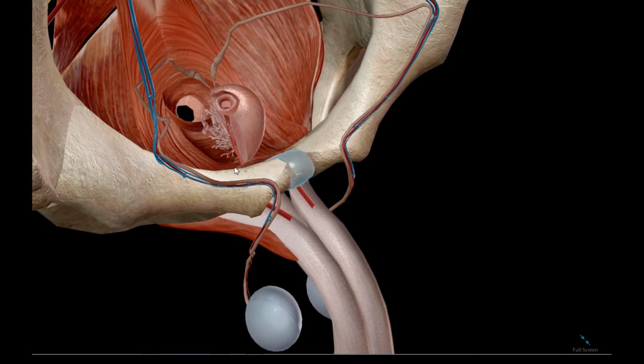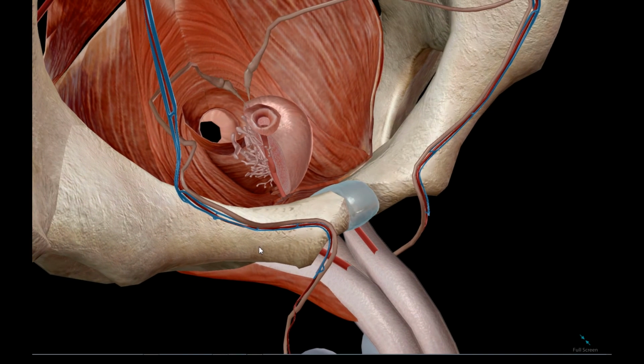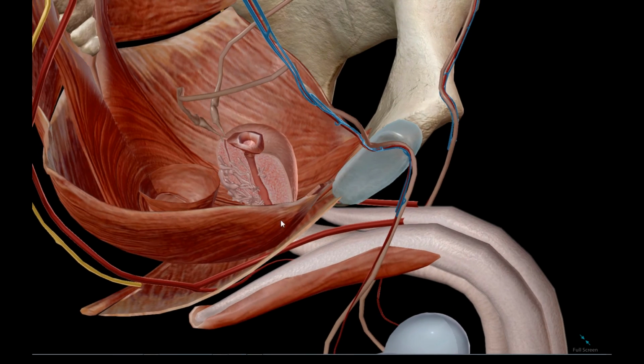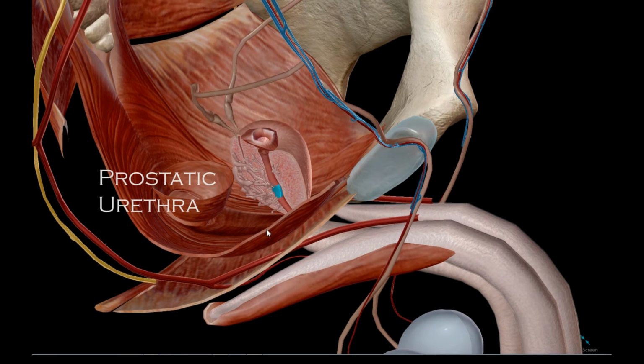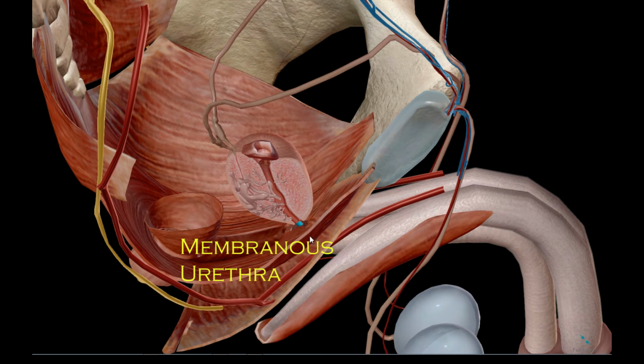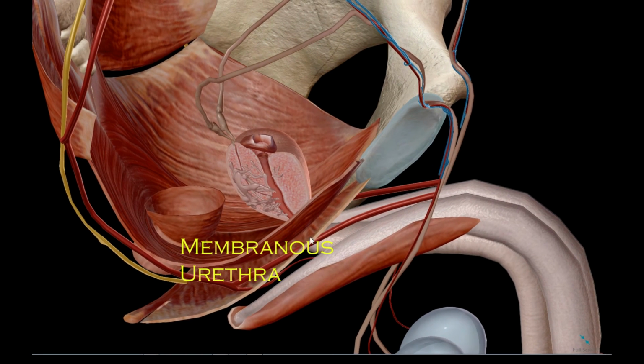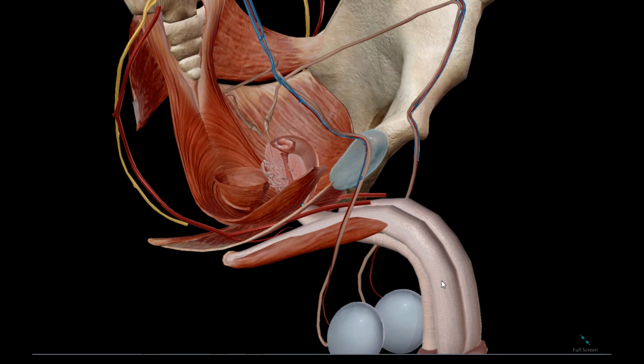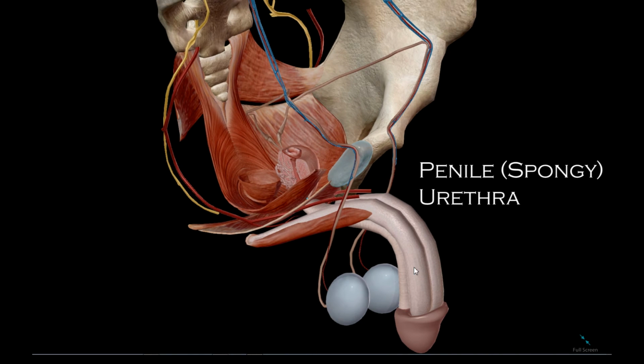Urethra within the prostate is called the prostatic urethra. This very short section of urethra between the prostate and the penis is called the membranous urethra. And then the urethra within the penis is called the penile urethra or spongy urethra.